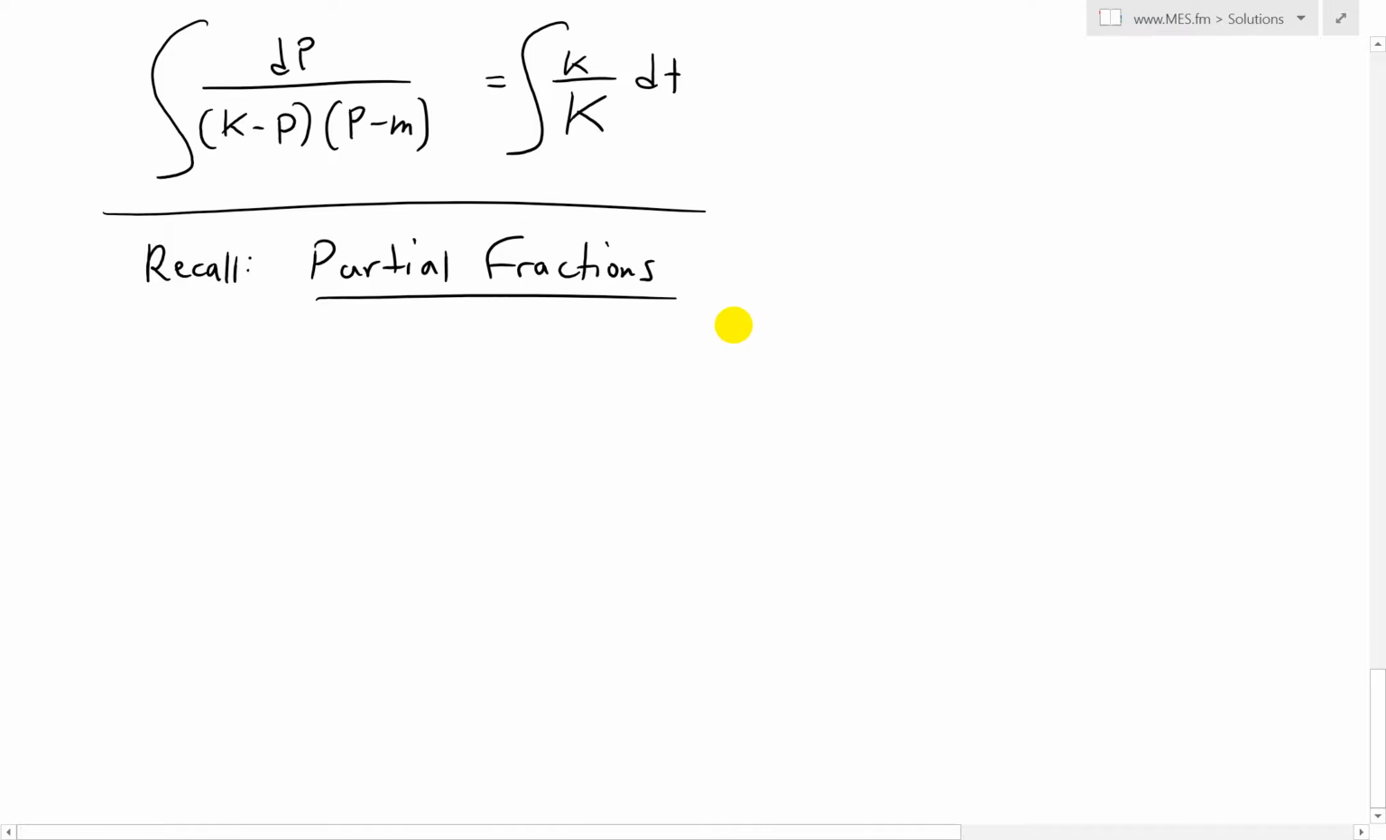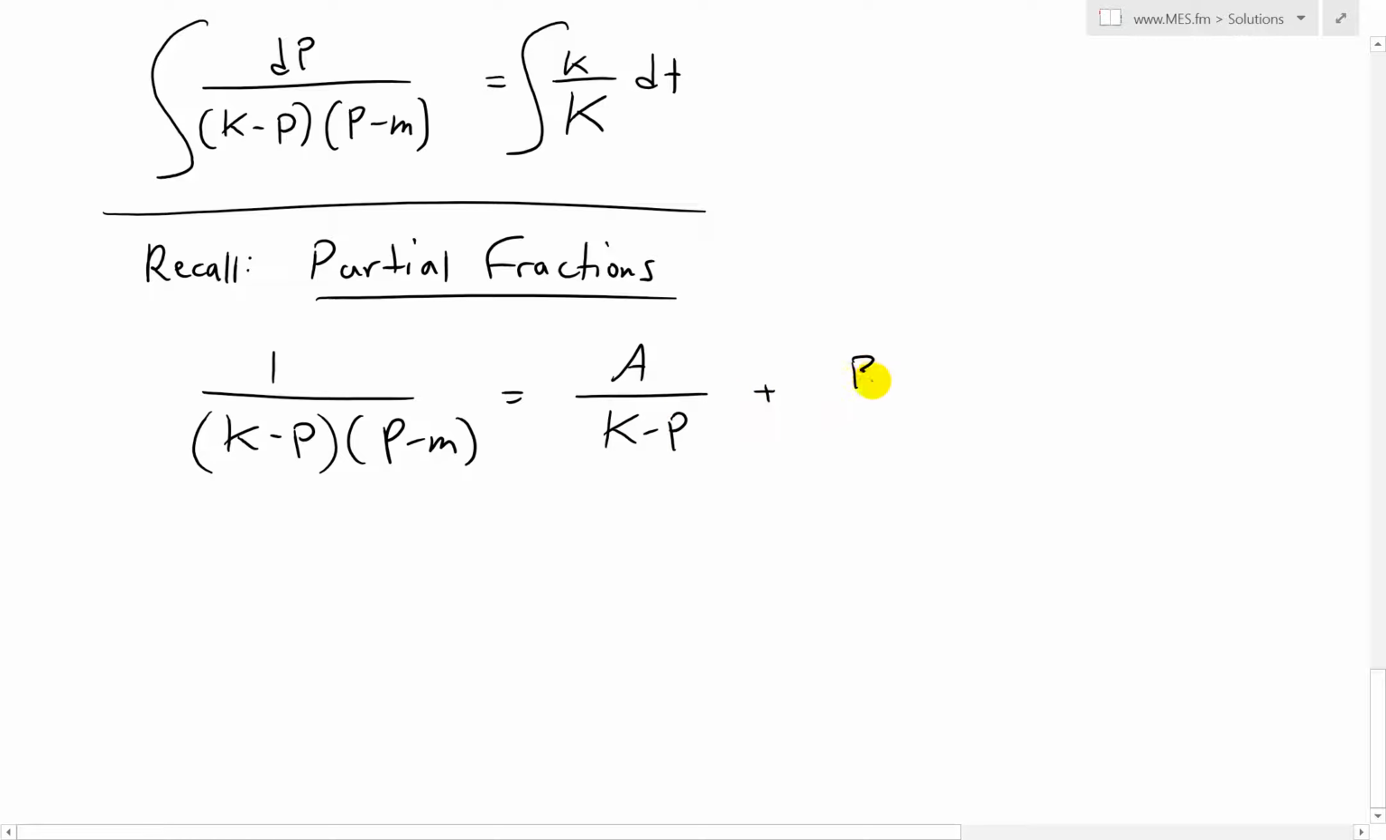So if we recall this partial fractions with 1 over (K minus p) times (p minus m), this equals, well, A over K minus p. So you could separate these fractions into partial fractions, plus B over p minus m. And now we could multiply both sides by this entire denominator, (K minus p) times (p minus m), so we can get rid of all the denominators.